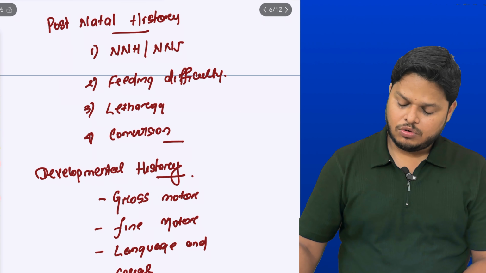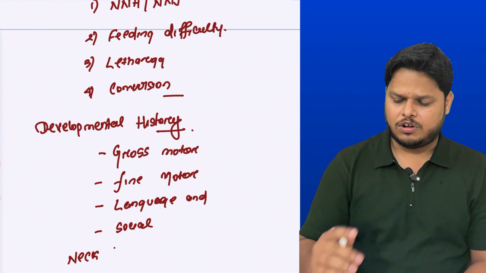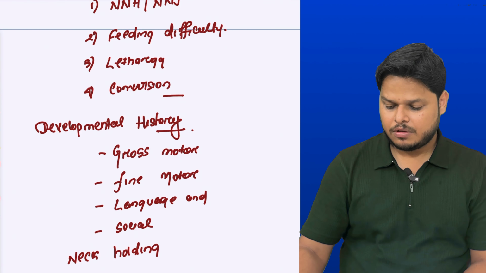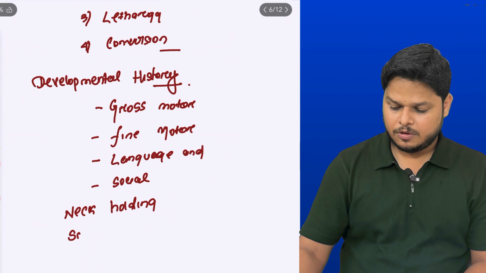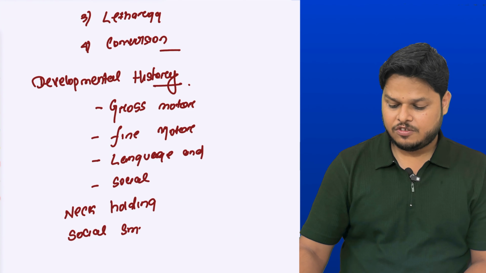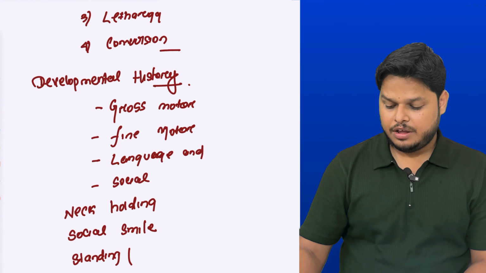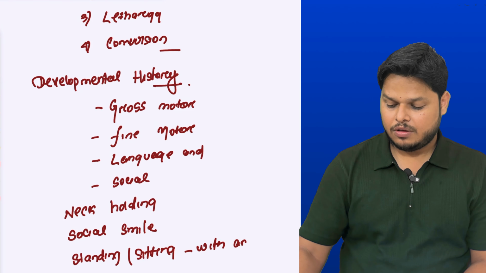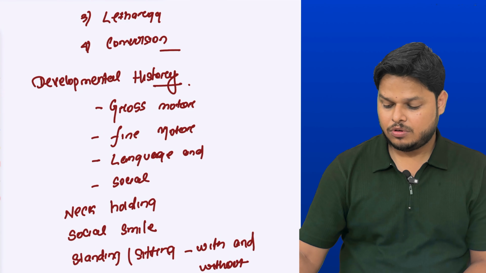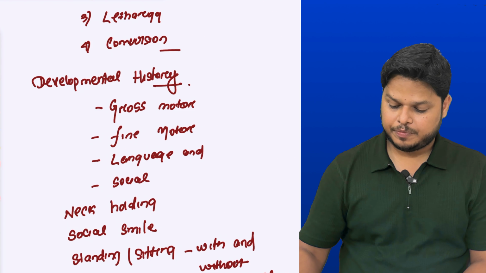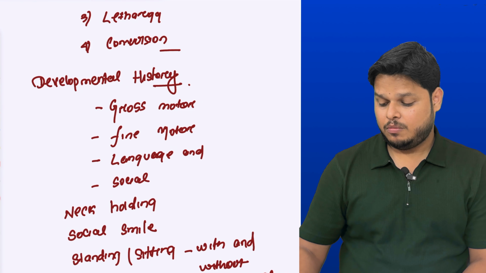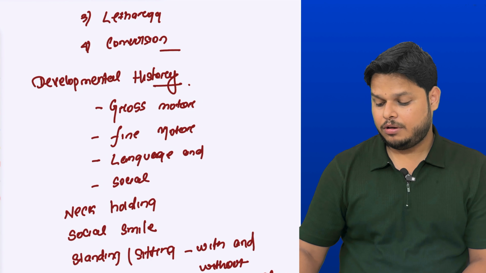So if you don't remember everything, just remember the basic ones like neck holding, social smile, standing, sitting, with and without support, mono and bisyllable.